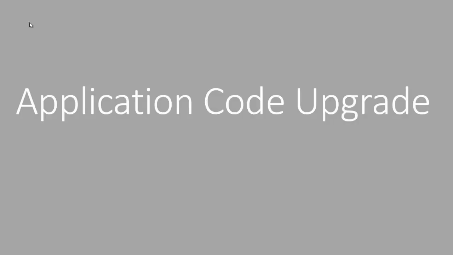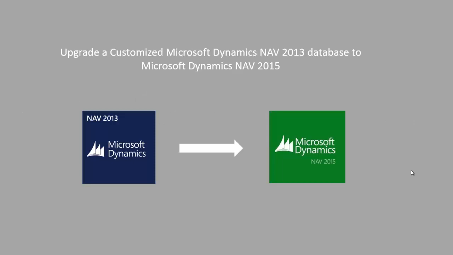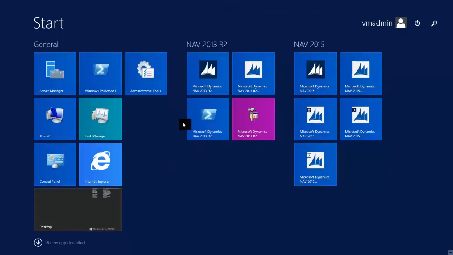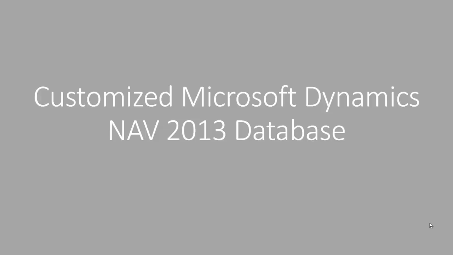Hi, in this demo I'm going to show you how the application merge utilities of Microsoft Dynamics NAV is going to make the process of application code upgrade very simple and easy. Let's assume we have a NAV 2013 customized database and it needs to be upgraded to NAV 2015. I will be using a machine where I have installed NAV 2013 and NAV 2015 side by side.